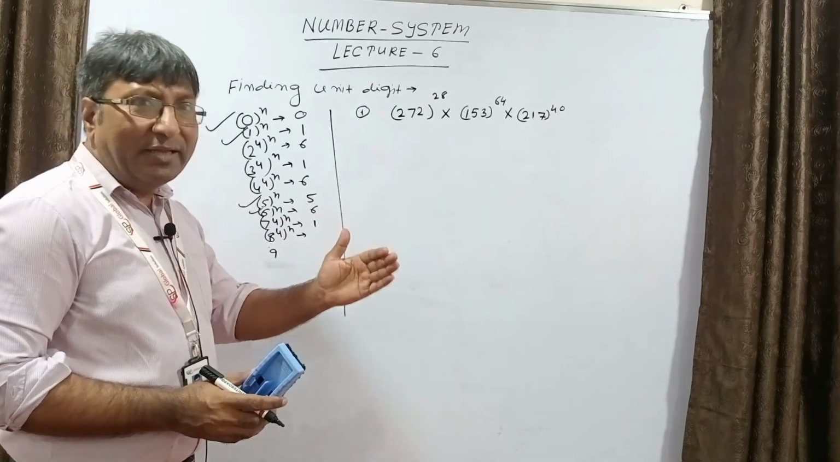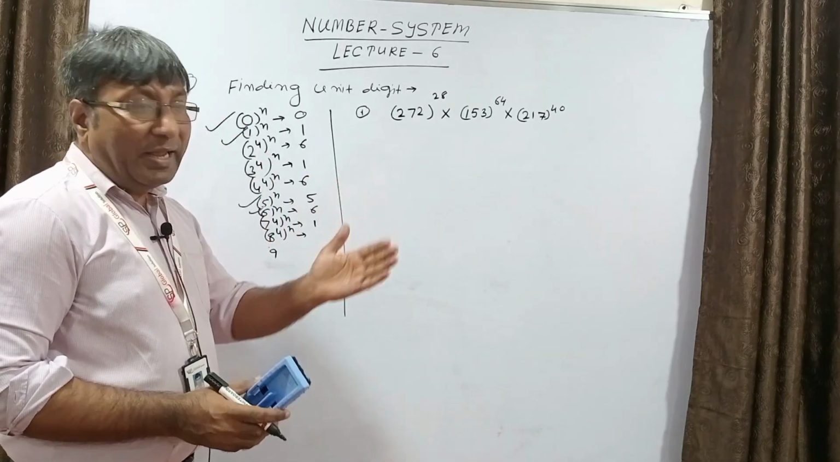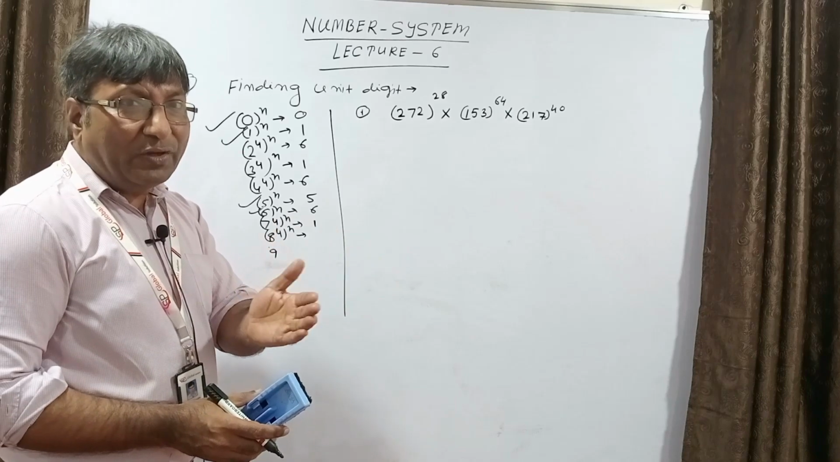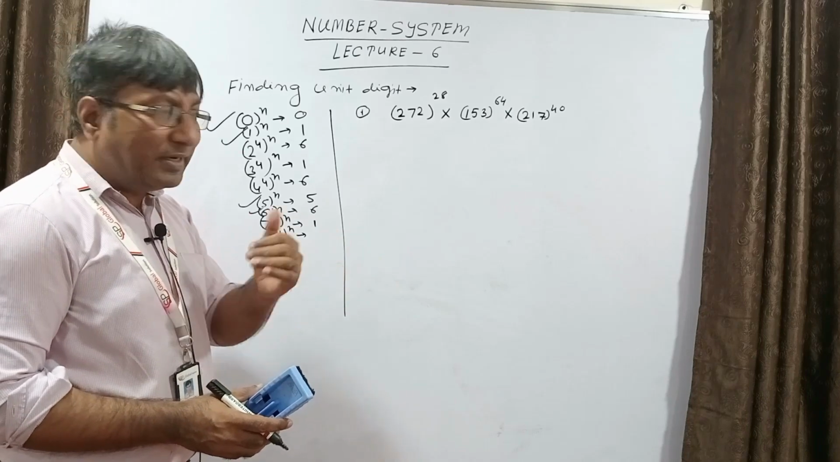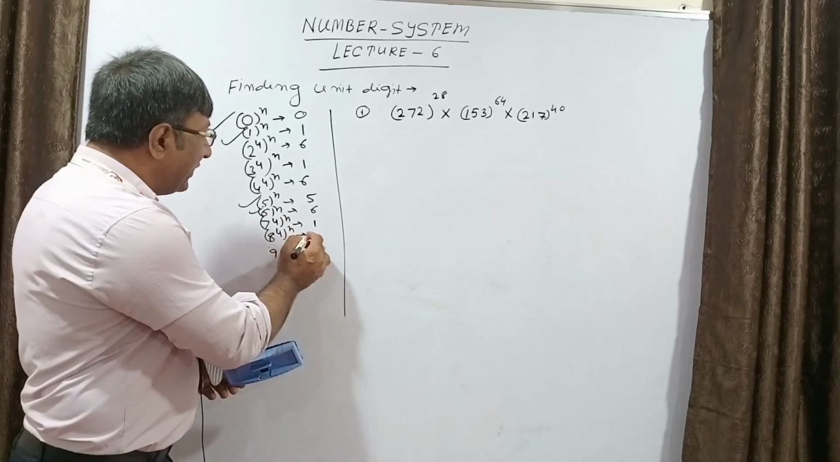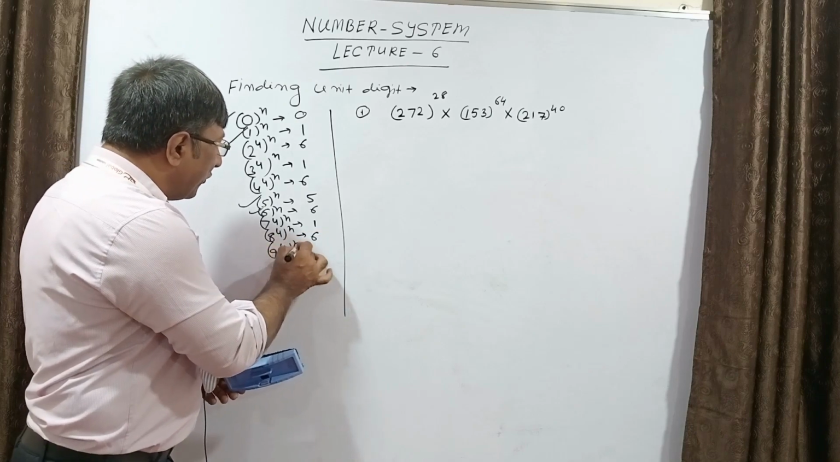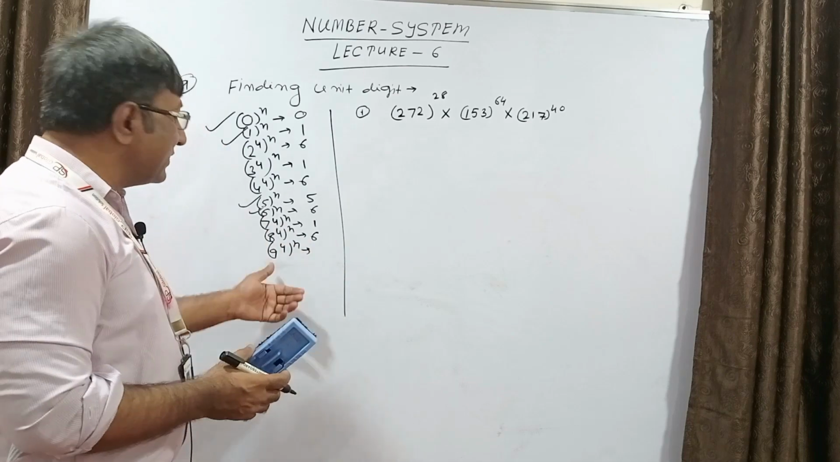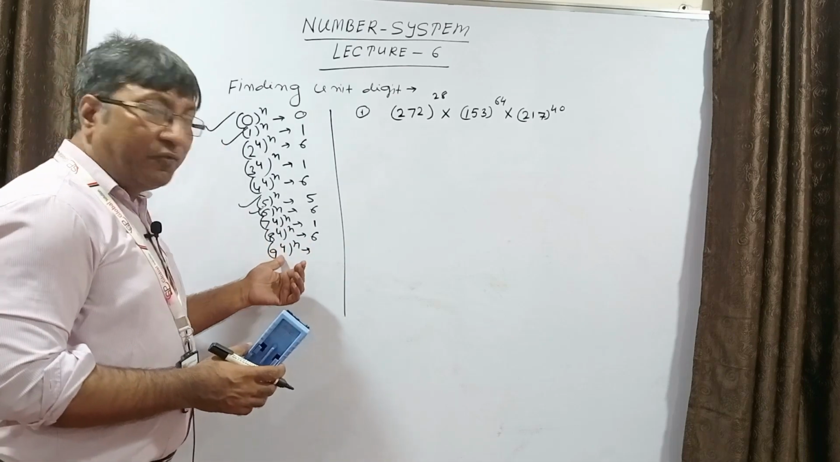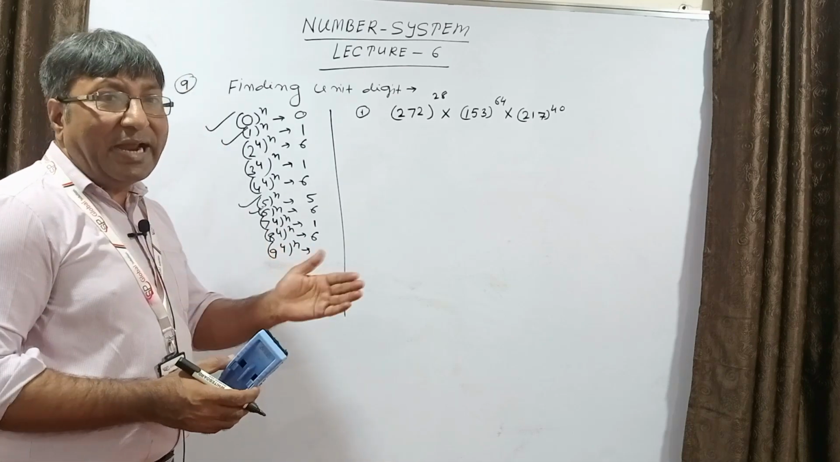So 8 8s are 64, unit digit 4. Again 8 8s are 64, unit digit 4. So 4 4s are 16. Our unit digit will be what? That is 6. In the same way, 9 to the power 4. If it is 9, again make the power 4, and now you see 9 four times.